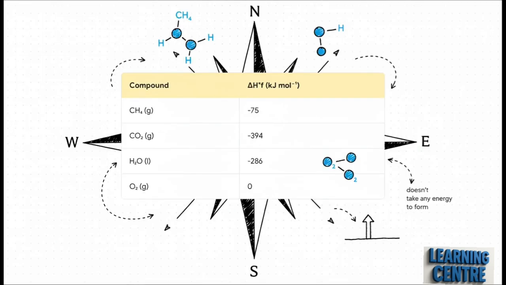To solve this, we need our map coordinates, and here they are, the standard enthalpies of formation for everything in the reaction. Now, you might notice that the value for oxygen, O2, is 0. Why? Well, think about it. How much energy does it take to form oxygen from oxygen? Exactly, none. It's already in its standard state.